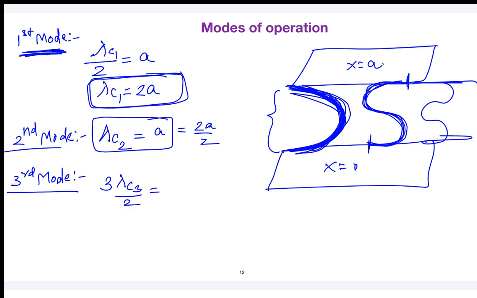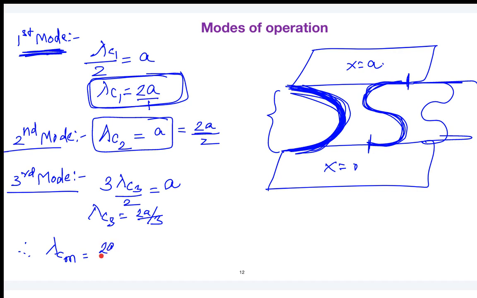So what is the cutoff wavelength you are getting? 2A by 3. Yes, sir. Similarly, when you are generalizing, what is the cutoff wavelength for the mth mode? When you have first mode, you are having 2A by 1. Second mode, 2A by 2. Third mode, 2A by 3, and so on. So what is the cutoff wavelength for mth mode? 2a by m.